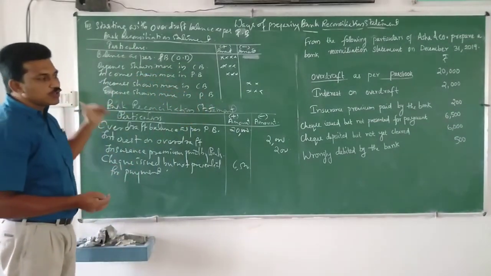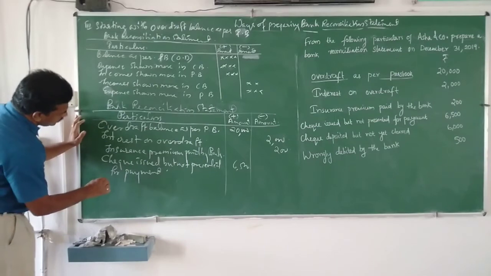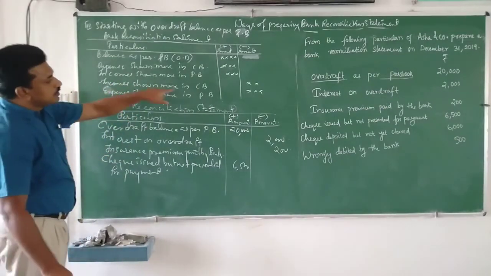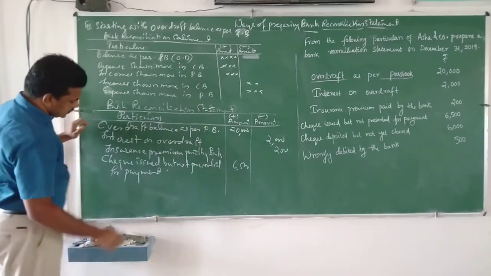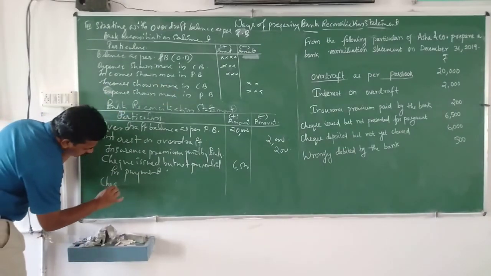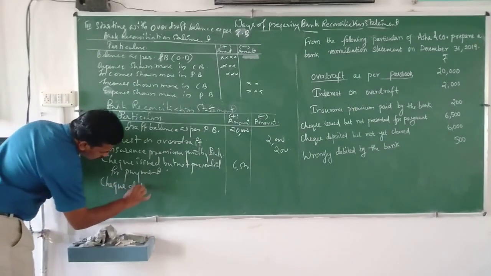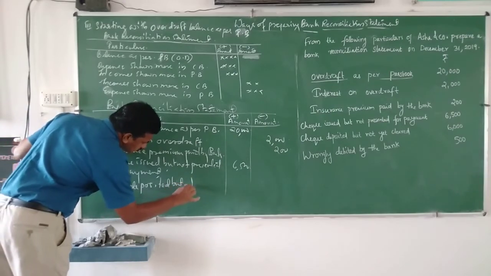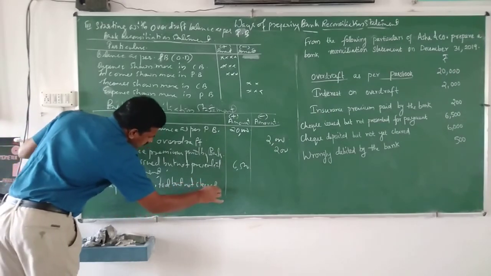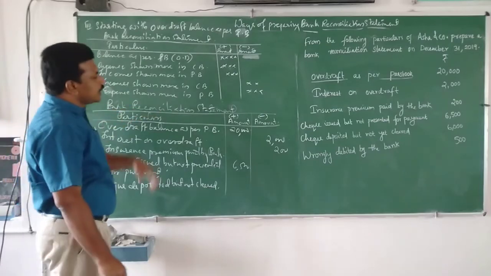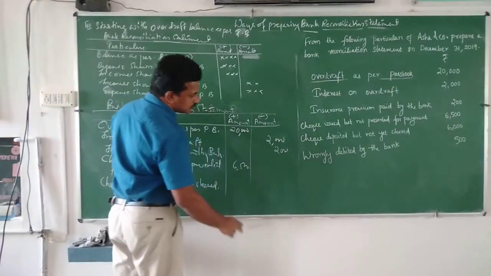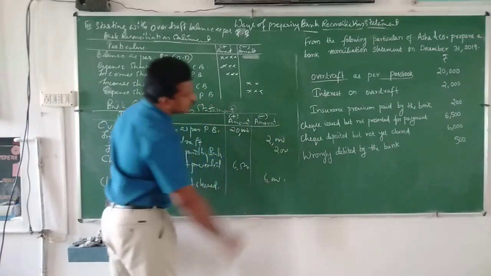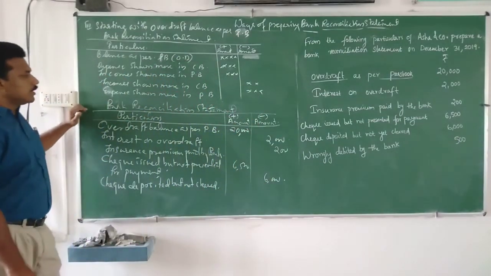So income shown in cash book should be deducted. Okay, cheque deposited but not cleared. Income shown in cash book. How much? 6,000. Okay, income shown in cash book is deducted.